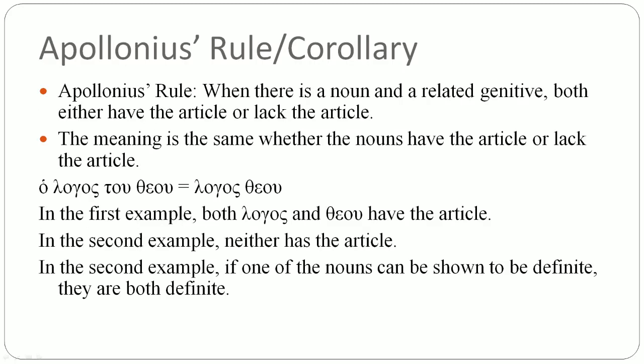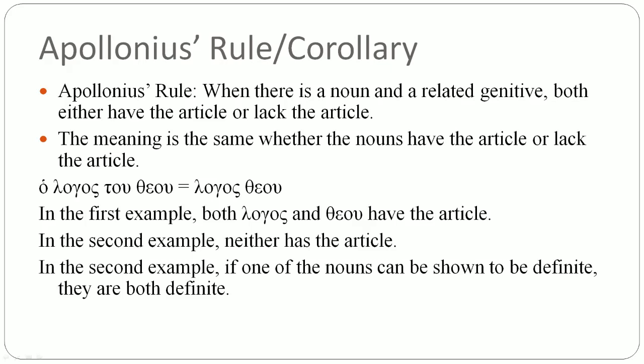Alright, we come to something that is hopefully not too confusing. This fancy name, Apollonius, must have discovered or stated this. So Apollonius's rule is that if you have a genitive phrase, a noun and a related genitive, something of something else, both of those nouns are going to have an article, or both of them are going to lack the article. You won't have one with the article and one without it.